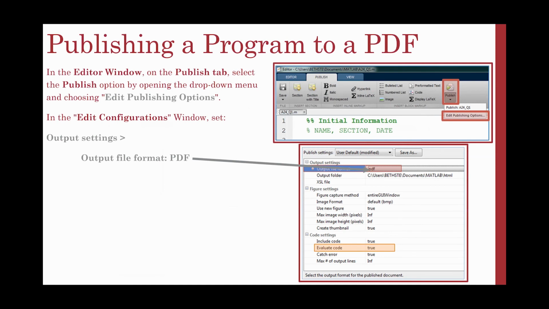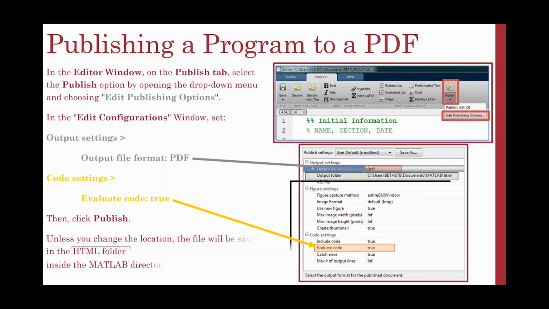You want evaluate code set to true, because otherwise you're just going to have a code that has no answers in it, and that's not very useful for submitting a homework assignment of here's what I wrote. Now you want here's what I wrote and here's the output that it gives. And then once you click publish, you will get a file that's stored to the folder that is currently set. It's the HTML folder, but it has PDFs in it.